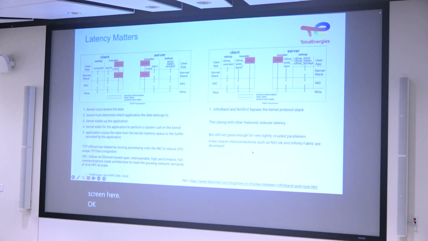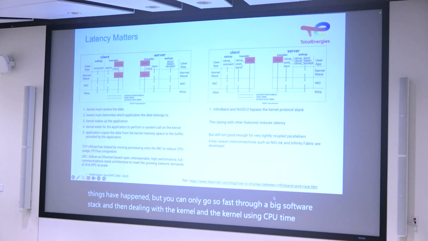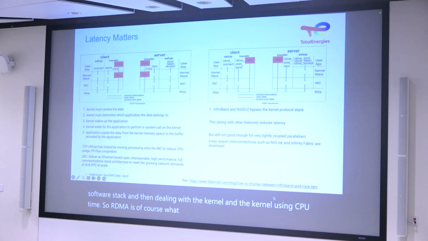Okay, so Sean talked about this, but yes, latency matters. On a TCP network, we have this big stack. Anyone who's been dealing with it for years knows there's been lots of squeezing out the last bit of performance out of TCP. We've had hardware-based TCP offload engines, offloading TCP to the network cards. A lot of things have happened, but you can only go so fast through a big software stack, and then dealing with the kernel, and the kernel using CPU time. So RDMA is, of course, what helps avoid some of that kernel buffering and that CPU utilization on the host.